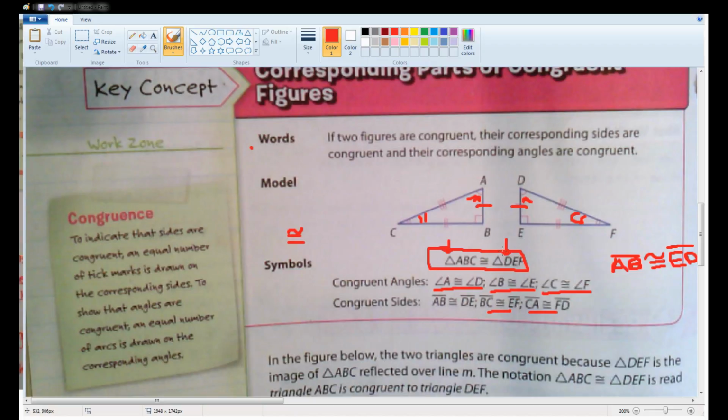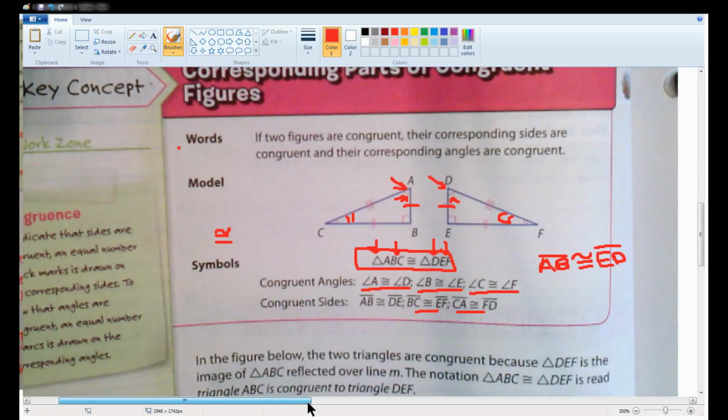Whatever letter comes first in the first triangle has to match with the corner that matches it in the second. So since corner A matched corner D, and I started this triangle by talking about corner A, I have to start the second triangle talking about corner D. Corner B then, I know matches corner E, and corner C matches corner F. So let's try that out for a quick second.